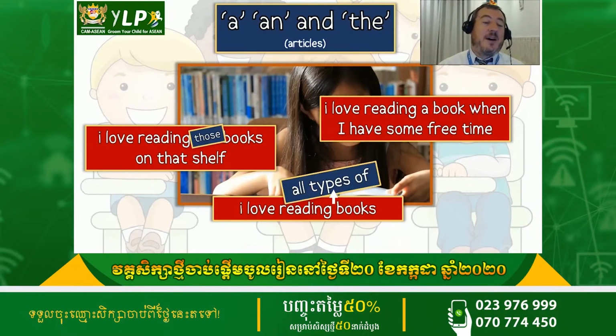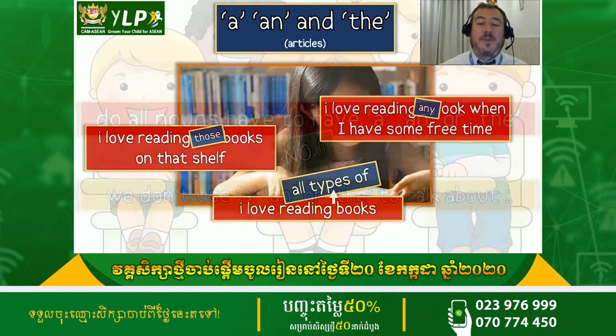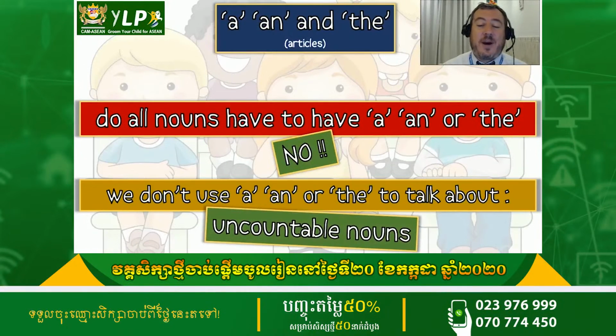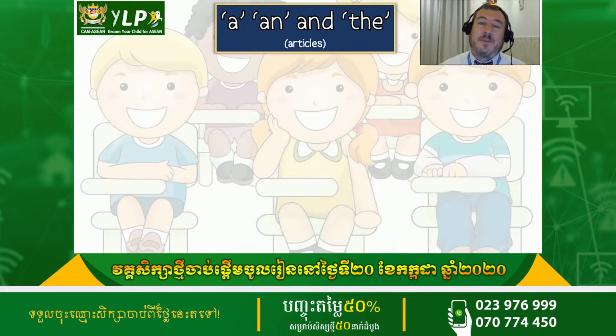Okay, so we could replace "the" with "those" in that case, and we could replace "a" with "any". I love reading any book when I have some free time. And also, we don't use "a" or "an" to talk about what we call uncountable nouns. Now, we can do a whole lesson on countable and uncountable nouns. But in general, just to give you a quick idea of what we mean, it's nouns that we can't count, or nouns that we don't usually count.